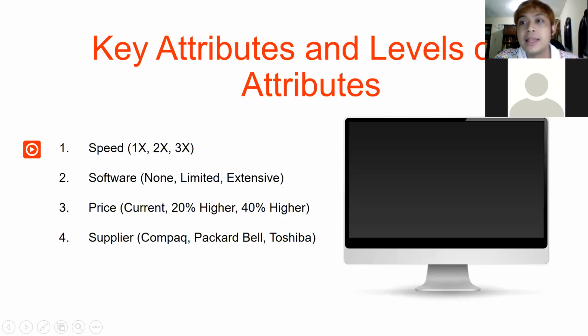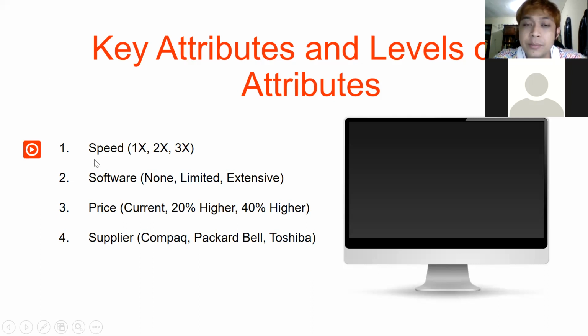But this is the more traditional one. This is the traditional conjoint or full design, or we just call it traditional conjoint analysis. So let's see this one. You identify these are the key attributes.